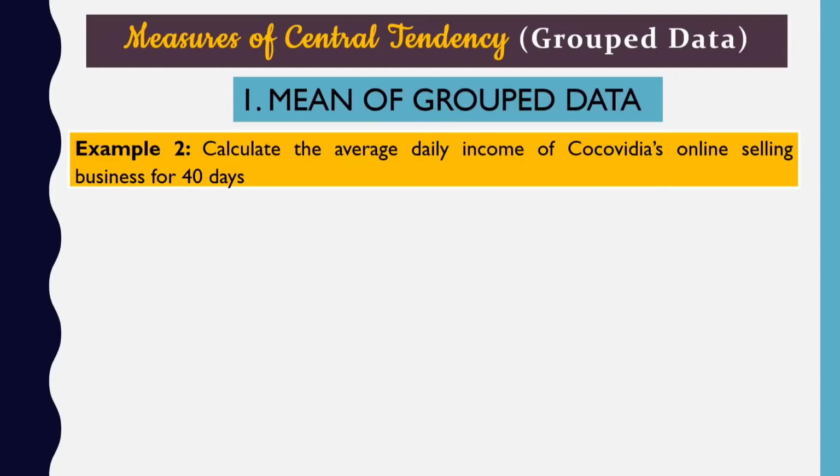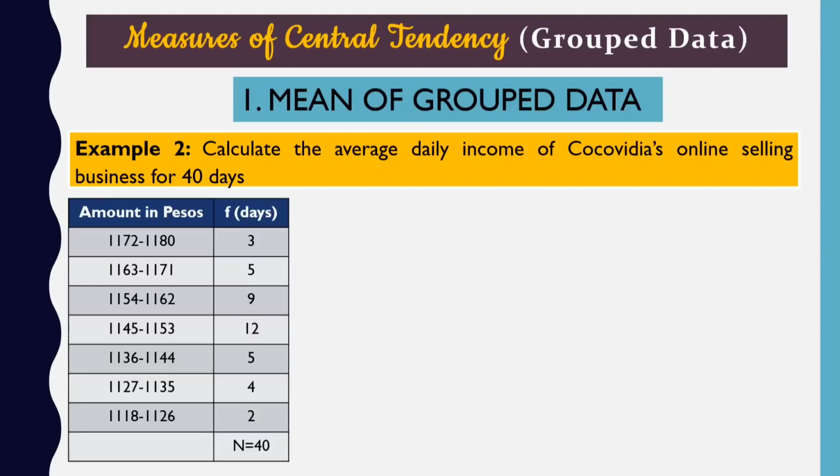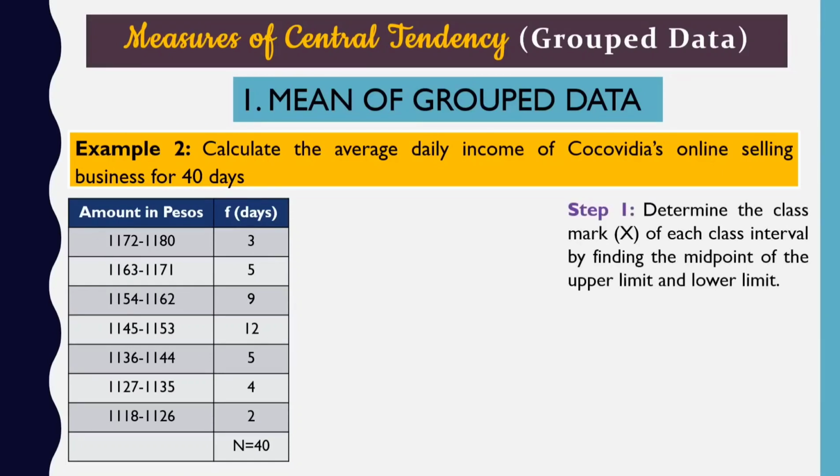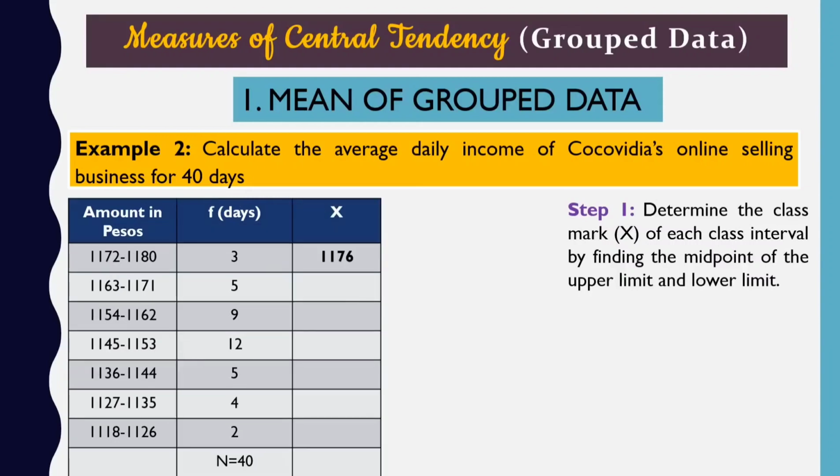We calculate the average daily income of Cocovidia's online selling business for 40 days. Here is our given. Again, for step 1, we determine the class mark, or capital X, of each interval by finding the midpoint of the upper limit and lower limit. We add another column for that. The first interval was already solved. We have obtained 1176 by getting the average of our lower limit 1172 and our upper limit 1180.